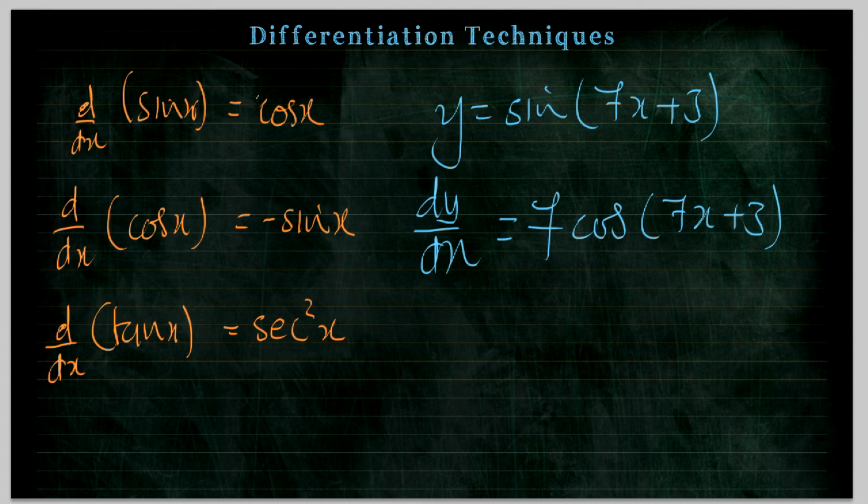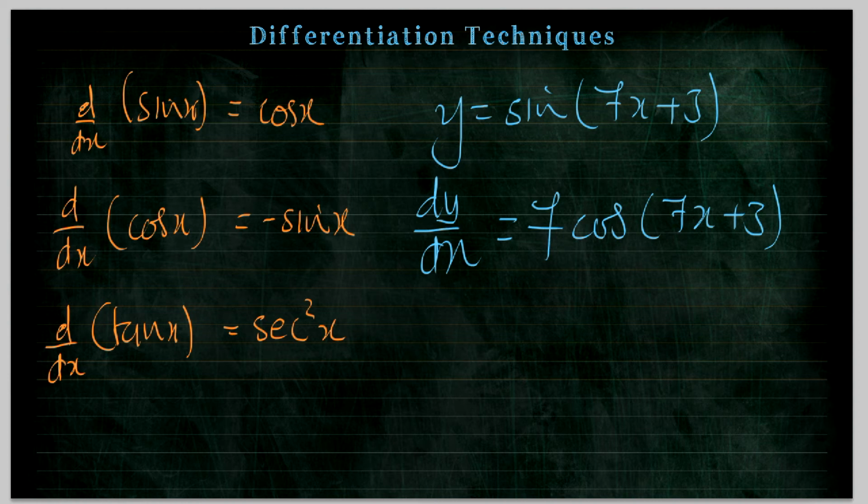And the same thing will happen with these other two functions as well, and indeed any other trig function that you've got in your tables. When you differentiate it, if it's a linear function inside the brackets, then you just multiply by the coefficient of x. Right, so let's move on to something else now.